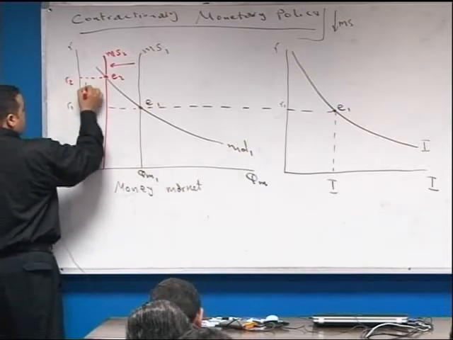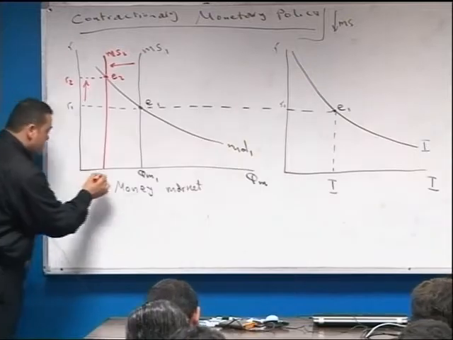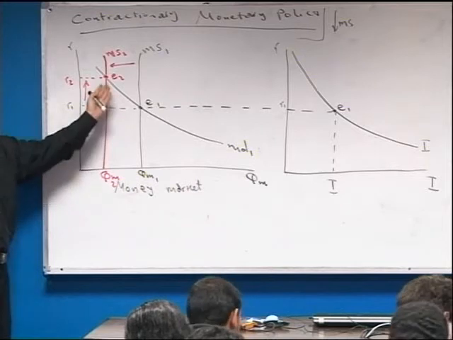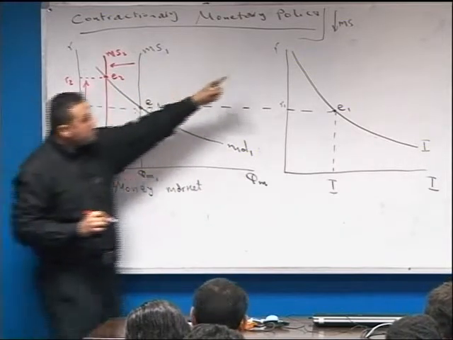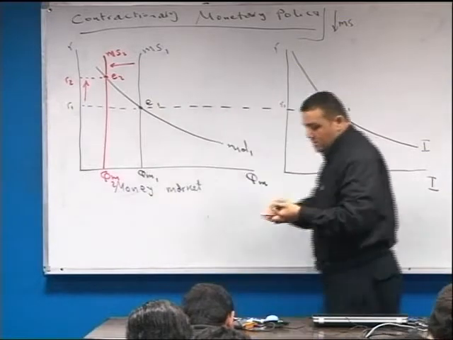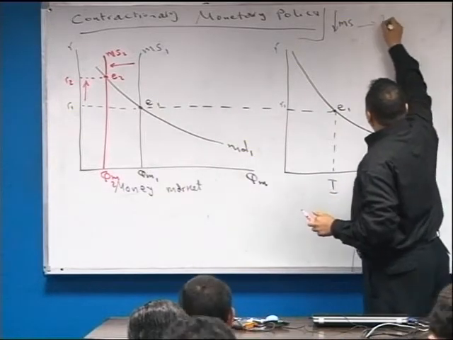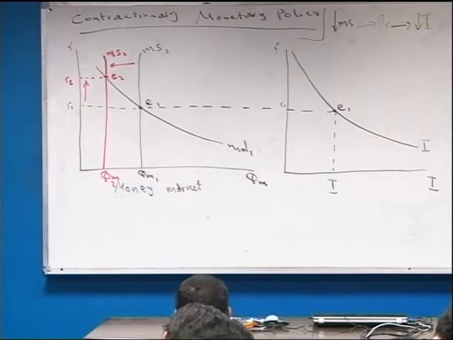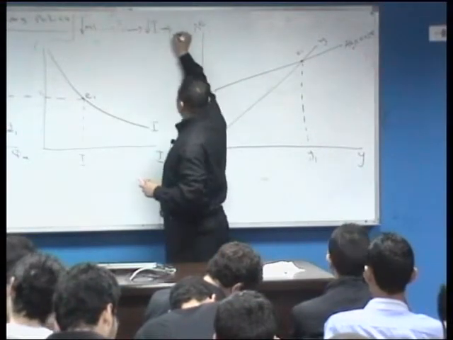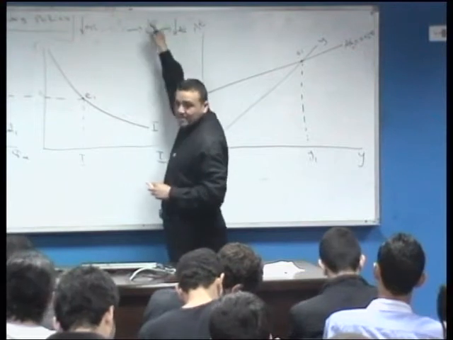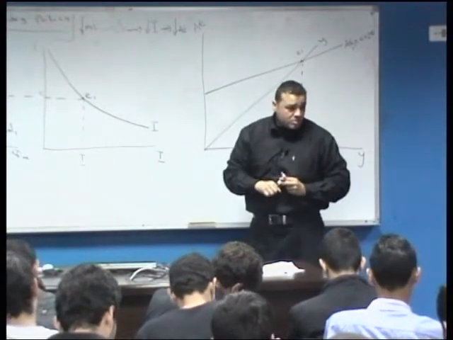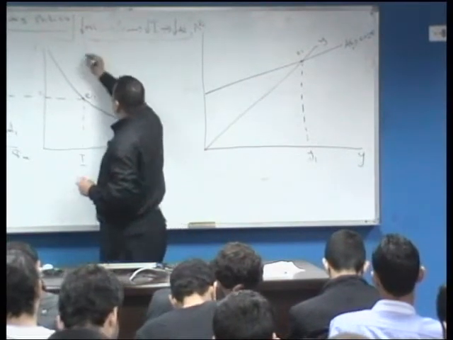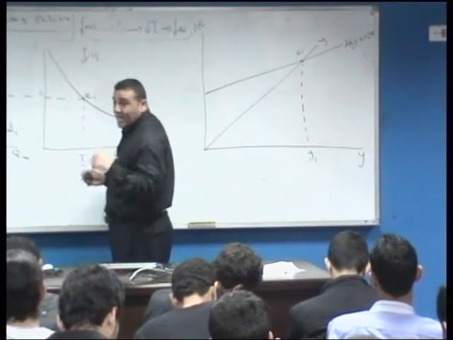The interest rate has increased, and the QM2. So the decrease in money supply leads to an increase in the interest rate R, which leads to a decrease in the planned investment. Exactly. So the aggregate expenditure would decline as well because the planned investment is part of the aggregate expenditure. Right? Okay, the decrease in the aggregate expenditure leads to a decrease in Y, the aggregate output and the aggregate income.